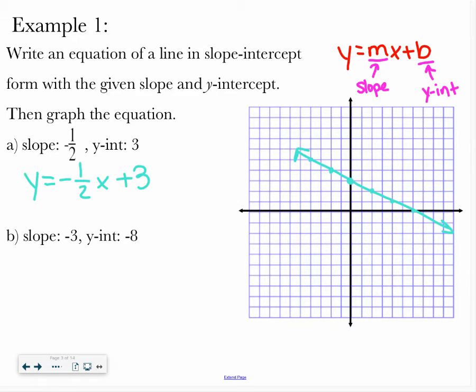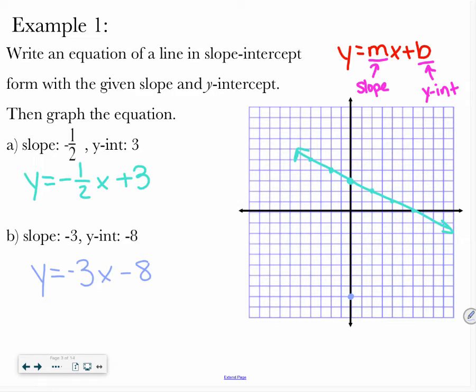Okay, let's look at part B. We have a slope of negative 3 and a y-intercept of negative 8. So again, I do y equals, and then my m is negative 3x, then I have plus a negative 8, so I can do just minus 8 instead. So now, in order to graph that, I have a negative 8 y-intercept, so I go down to negative 8, and I put a dot on the y-intercept, and then I have a slope of negative 3.